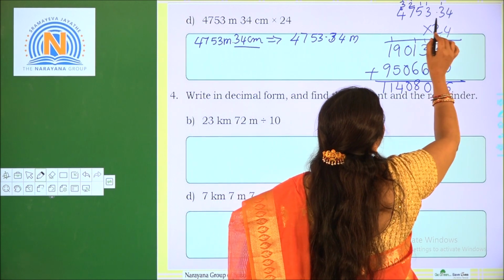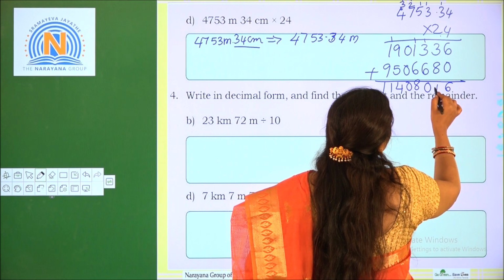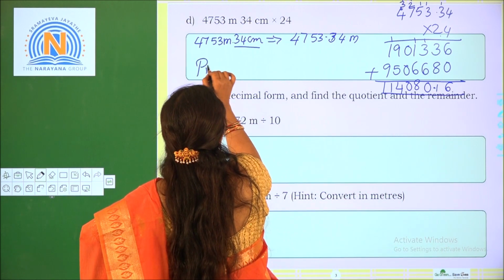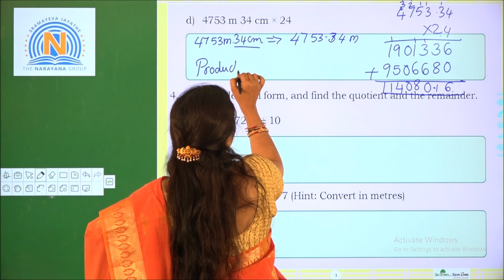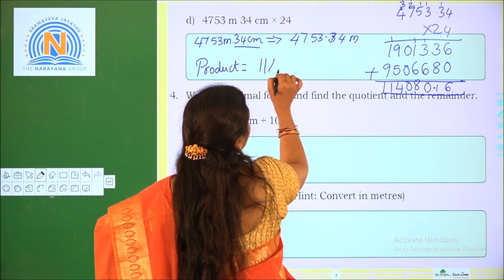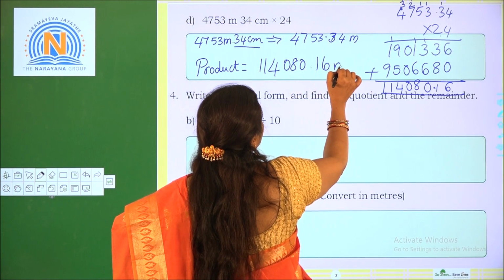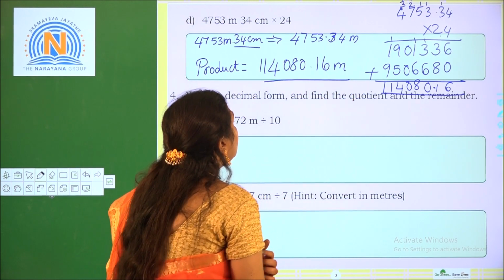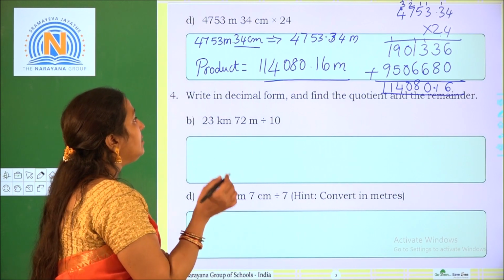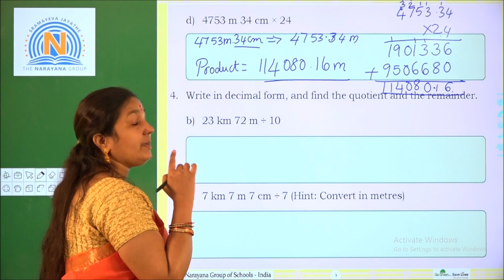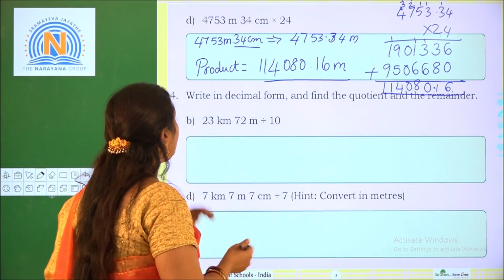Now how many decimal places are there? 2 decimal places. So what is the product, children? The product is, we'll get 114,080.16 meters. Okay? Got it, children? What did you get? 1,14,080.16 meters.